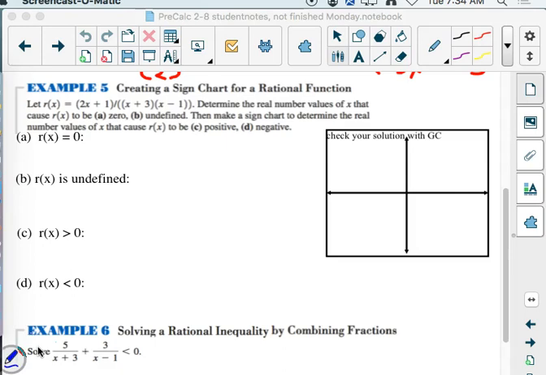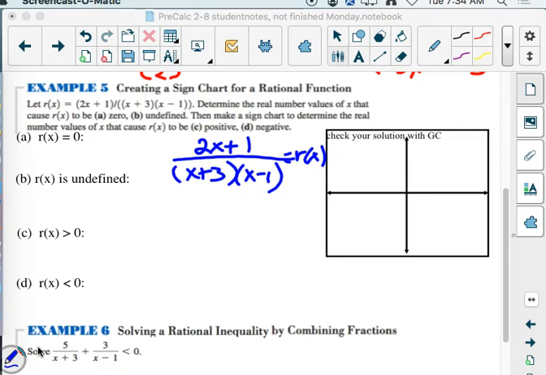Let r of x equal 2x plus 1 over, and I know they're saving themselves typing space, but we want to see it like this. We want to see here's our numerator and here's our denominator. So 2x plus 1 over the quantity x plus 3 times the quantity x minus 1. Determine the real number values of x that cause r of x to be 0, undefined, then make a sign chart to determine the real number values of x that cause r of x to be positive and negative.